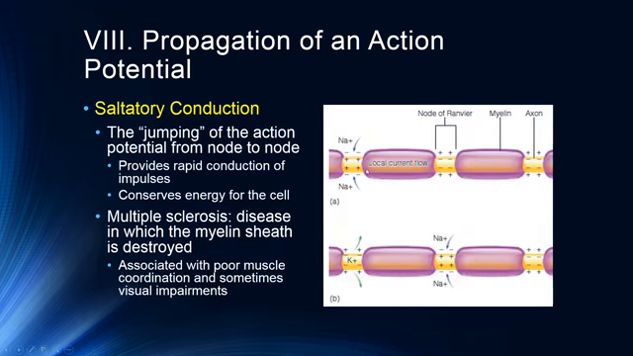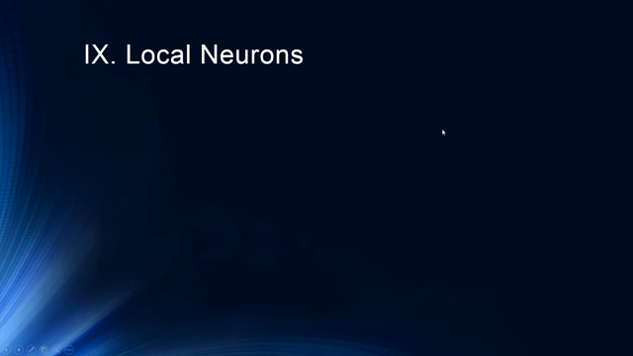Here you can again see the local current flow underneath the myelin sheath, and then of course the opening of ion channels at the nodes of Ranvier.